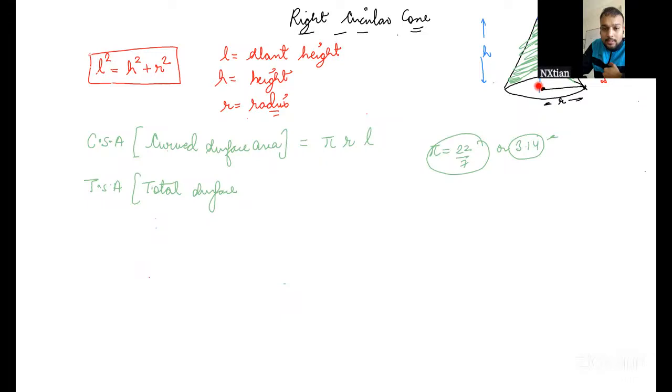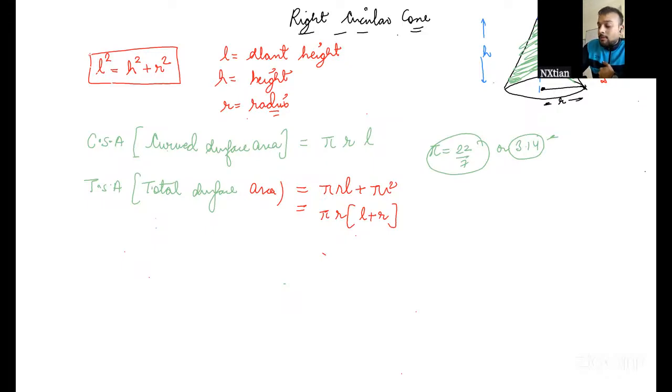Understood, guys? Yes or no? The bottom circular part is not included in that. For the bottom circular part, we need pi r l plus pi r square, the area of the bottom circular part being pi r square. So pi r will be common, and l plus r will be the remaining. So this is the total surface area.